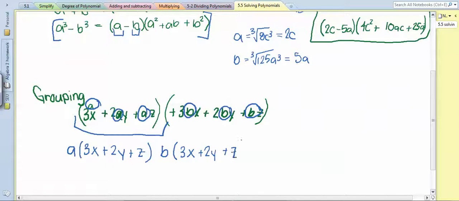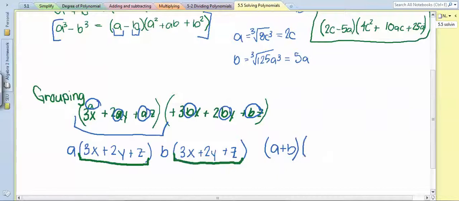Okay, and really we're almost done. The reason we're almost done is because our groupings were exactly the same. That's what gives me the clue that I did this correctly, is that my groups are the same. And my final answer would be a plus b. That's what's in front of my groups. And then I just need to write one of the groups, 3x plus 2y plus z. Okay, and that would be your final answer.